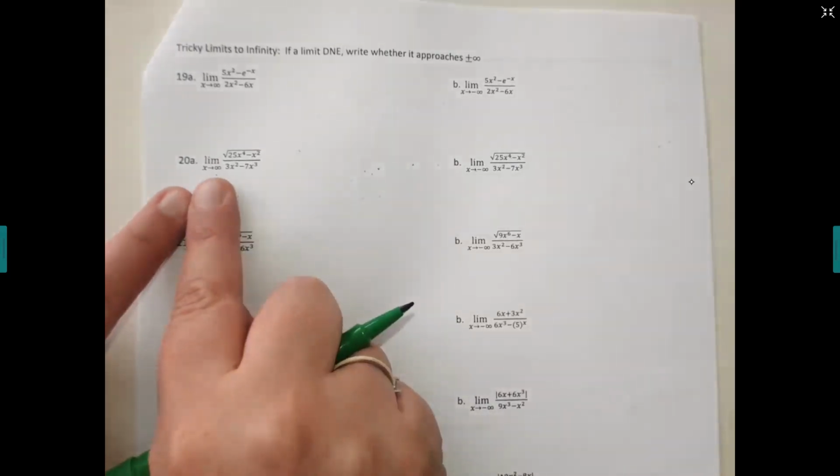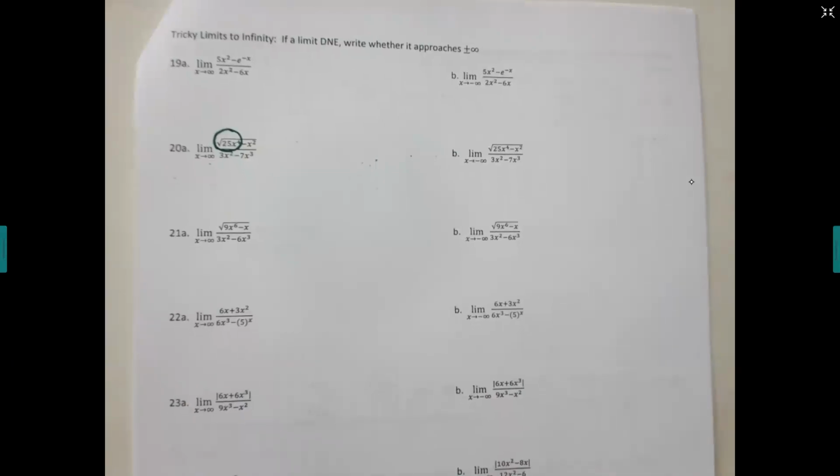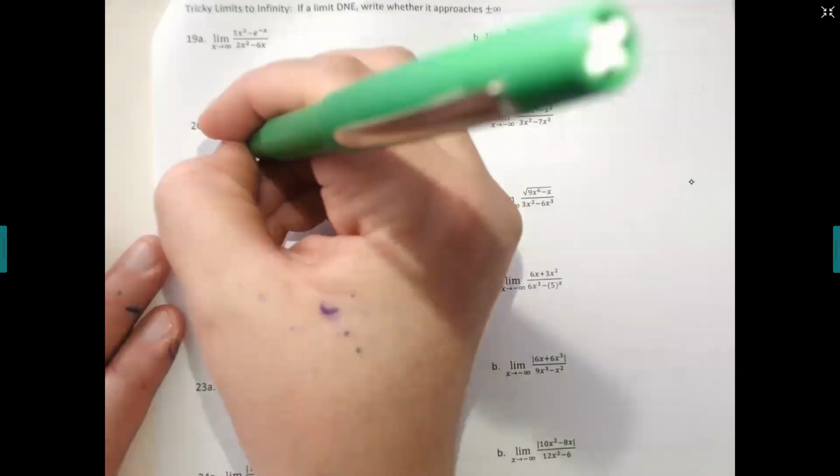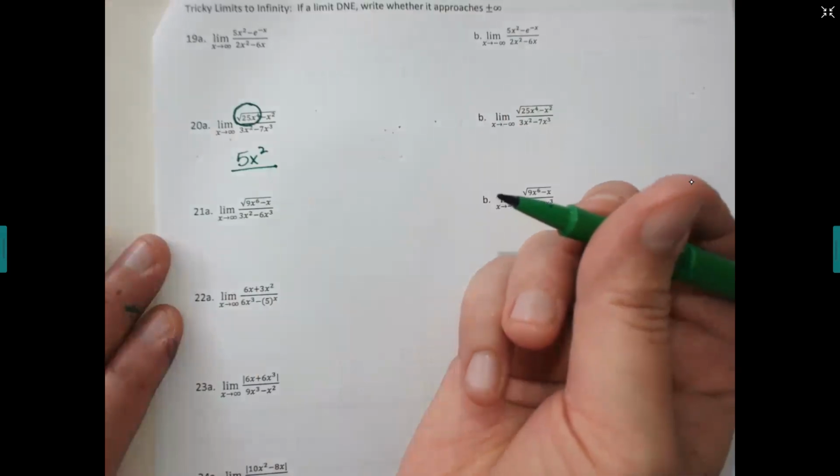Which weirdo is in number 20? Okay, 20 has a square root. We're going to infinity. So the first thing that I'm going to do is simplify the top to see what that power is the same as. If it's the square root of 25x^4, what is that basically the same as? 5x squared. So I have a 5x squared on top versus 3x squared on bottom. Is that what I picked?